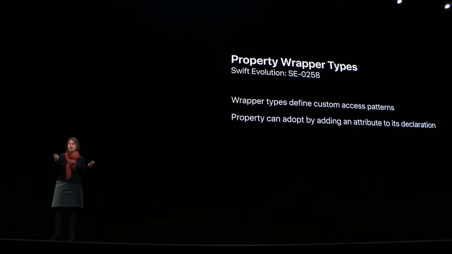Property wrappers allow us to define custom access patterns, and a property can opt into using them by just adding a custom attribute to its declaration.